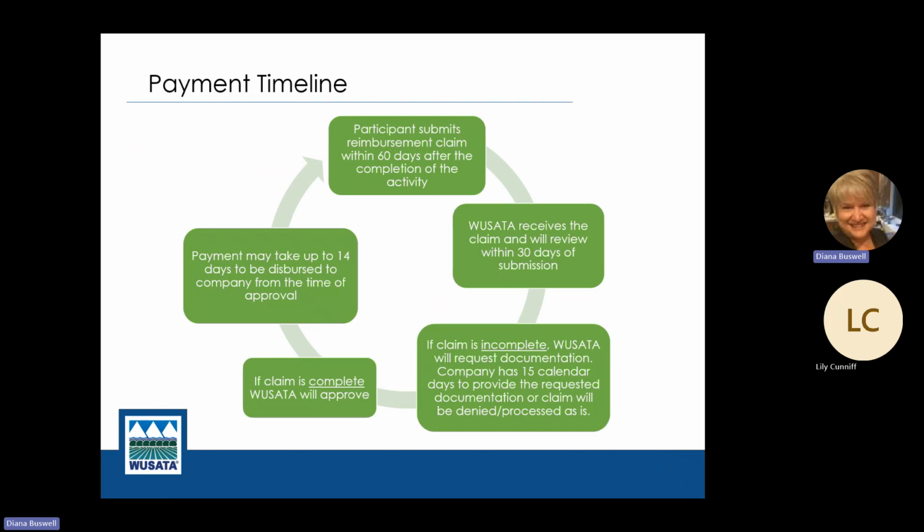This is a little bit about the payment timeline. The company submits the reimbursement claim within 60 days of the completion of the activity. That means within 60 days of the payment for the invoice for your shipping. Wasata receives the claim and will review within 30 days of submission.